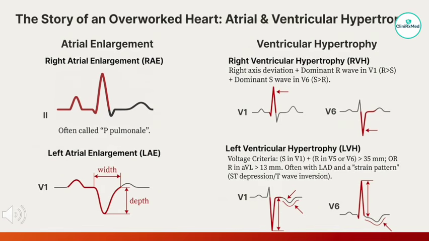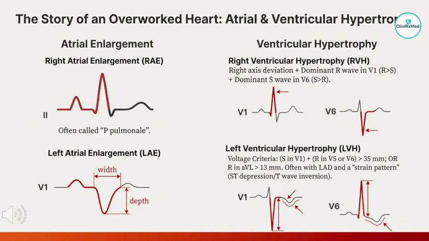P mitrale occurs due to left atrial enlargement. It looks like wide, greater than 0.12 seconds, M-shaped, notched P waves in lead 2, or a deep negative deflection in V1. It is often due to mitral valve disease or left-sided heart failure.